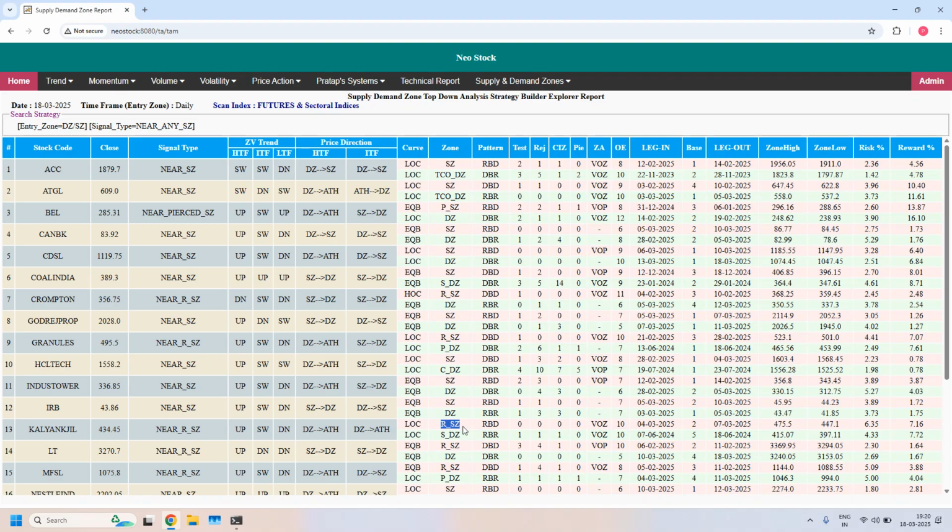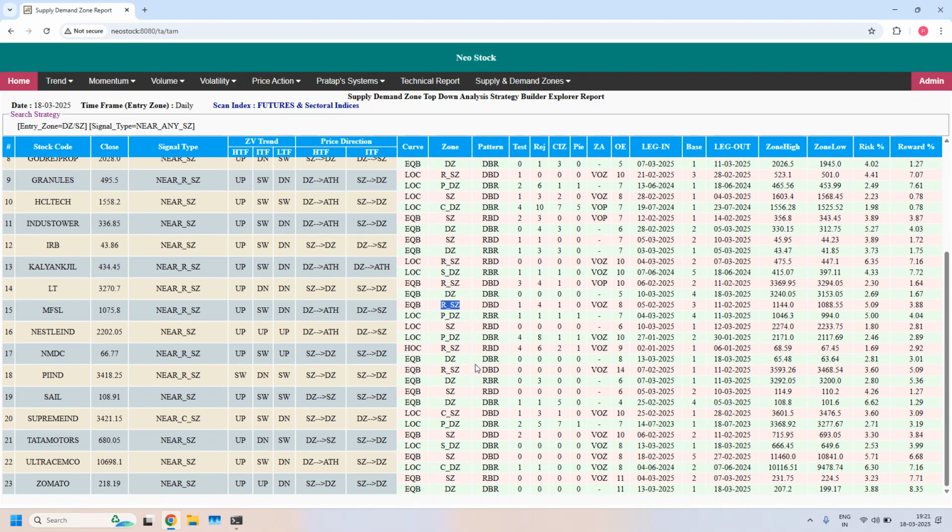Kalyani Jewellers is having a daily high liquidity supply zone and is also having a high liquidity demand zone. Next, L&T is having a daily high liquidity supply zone. Next, MFSL is having a daily high liquidity supply zone. Scrolling the list down. NMDC is not valid, it is a pierced zone. Next, we have PI Industries is having a daily high liquidity supply zone.